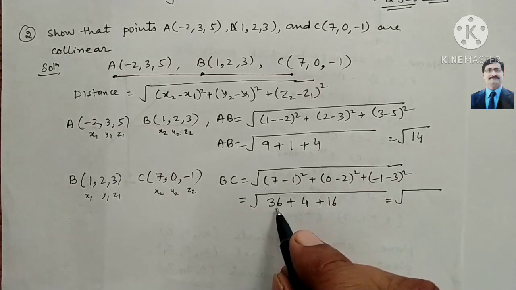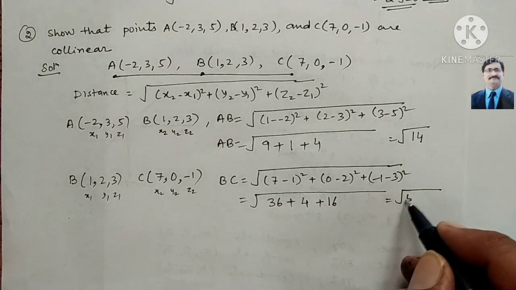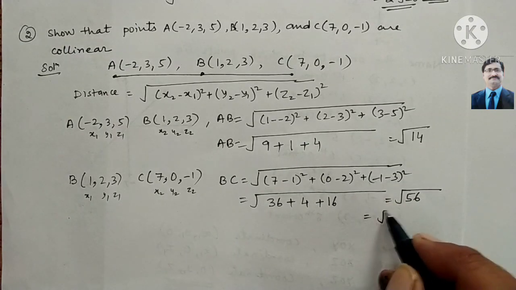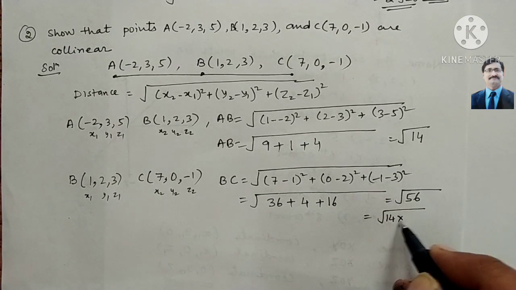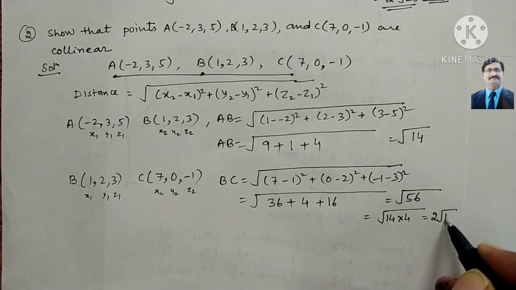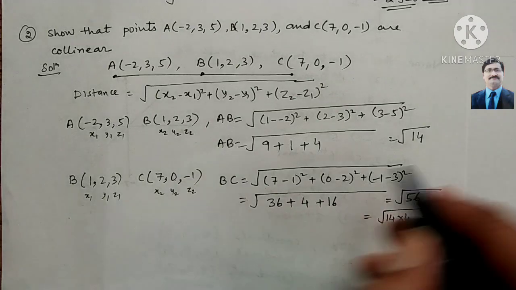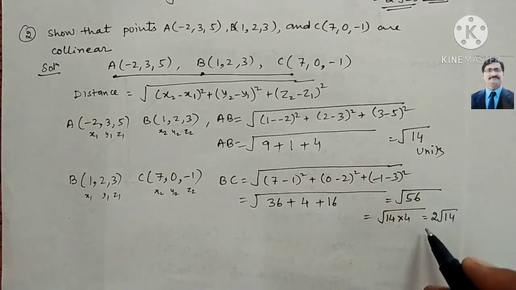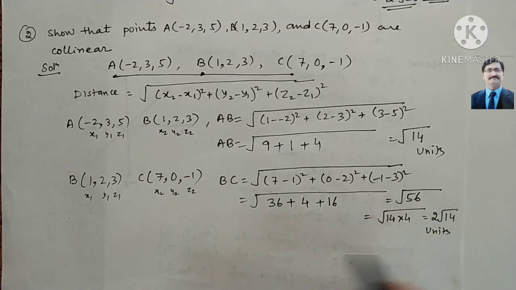And this 16 means we can write here 20, and this 56, and this we can write 14 into 4, and this we can write 2 root 14. All of you understand? And these units we can write here, units distance.